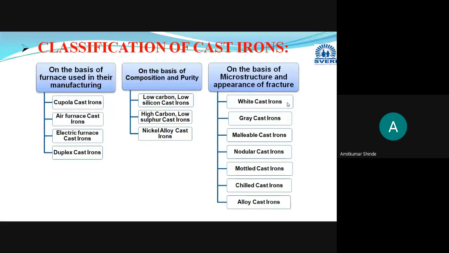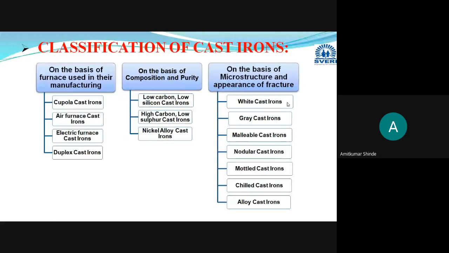The six names I have mentioned are white cast iron, gray cast iron, malleable cast iron, nodular cast iron, mottled cast iron, and chilled cast iron. If you have made any changes in their composition or properties, whichever new cast iron is formed will be considered in the category of alloy cast iron. So this is the classification of cast iron: depending on the furnace used in manufacturing, then on their composition, and the last and main classification is depending on their microstructure and appearance.